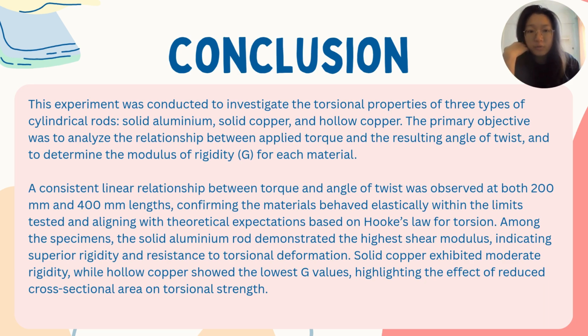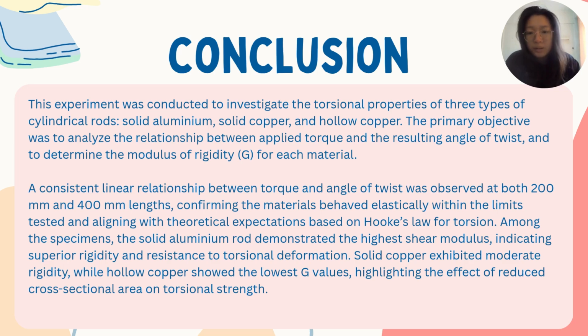A consistent linear relationship between the torque and the angle of twist was observed at 200 millimeter and 400 millimeter lengths, confirming the materials behave elastically within the limit tested and aligning with theoretical expectation based on Hooke's law for torsion. Among the specimens, the solid aluminium rod demonstrated the highest shear modulus, indicating superior rigidity and resistance to torsional deformation.